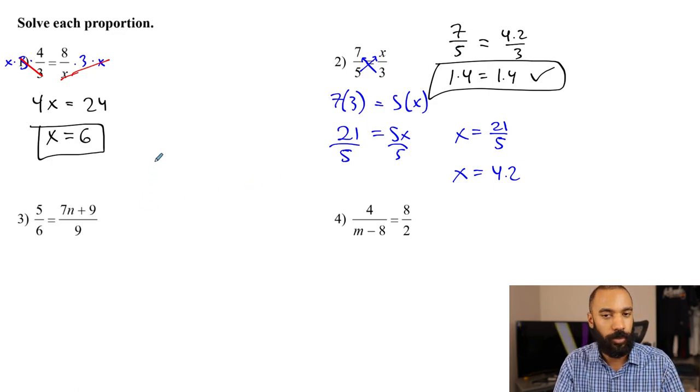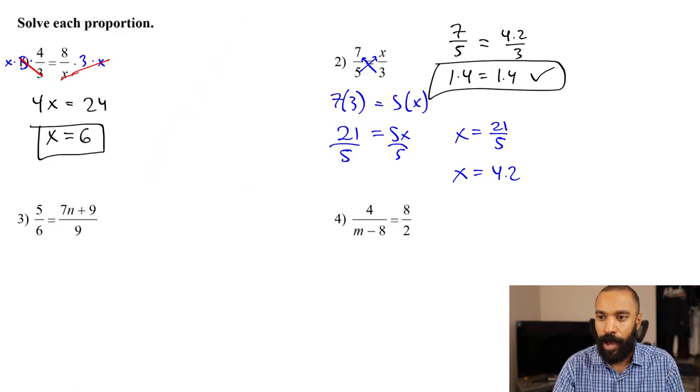All right, two more problems to do. Let's go ahead and attack these. Cross multiplication, but here's one where you have to be a little bit more careful because 6 multiplies with this entire quantity. Now you're going to see what that looks like in a bit. And 9 times 5 goes over here.